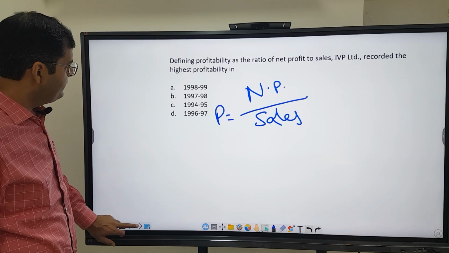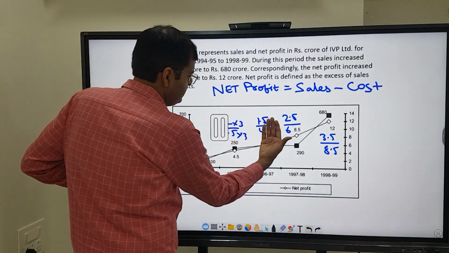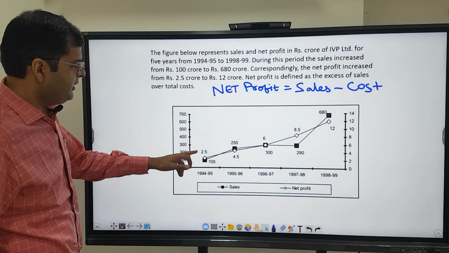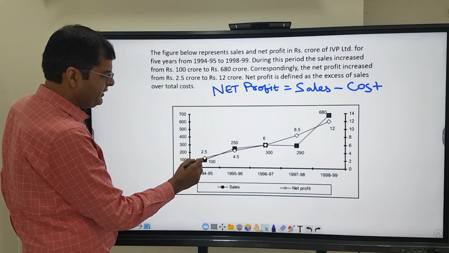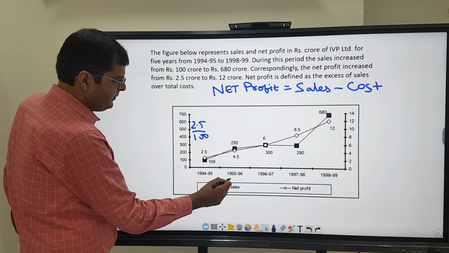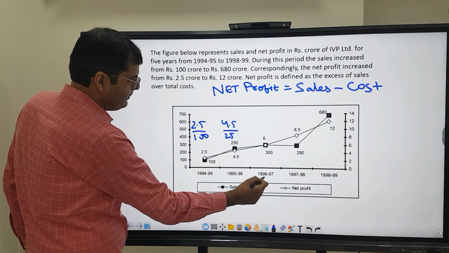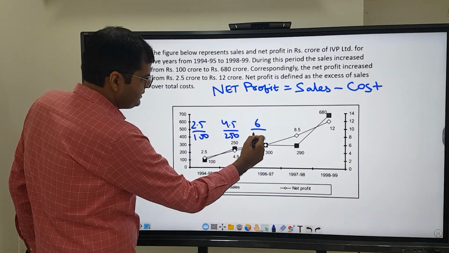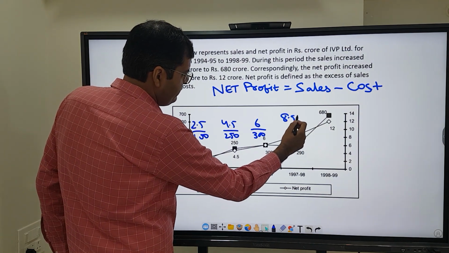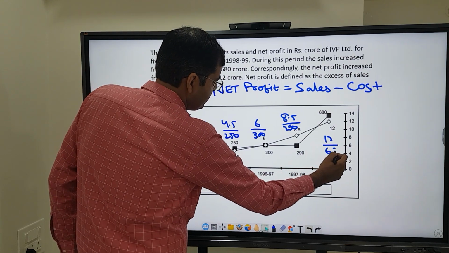So now I'll just write the net profit upon sales over here for each of them. So net profit upon sales for this will be, net profit is what? 2.5, sales is 100. So it is 2.5 by 100. For here net profit by sales is 4.5 divided by 250. Here it is 6 divided by 300. Here it is 8.5 divided by 290. And finally here it is 12 divided by 680.